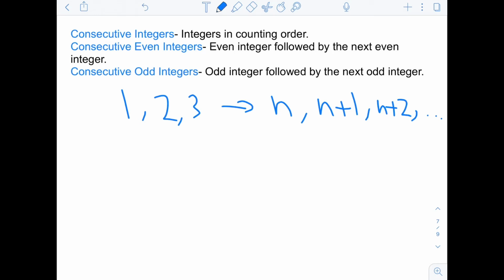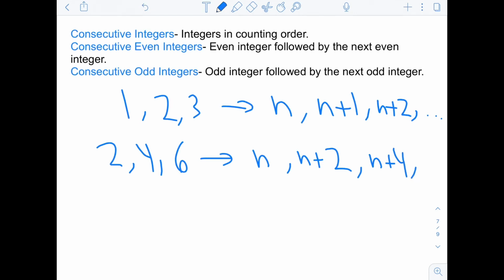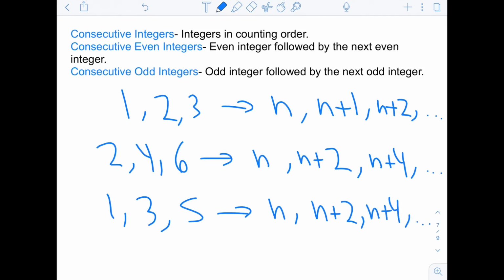So it's going to be like 2, 4, 6, and so on. That's going to be just like n, n plus 2, since they're 2 apart from each other, n plus 4, and so on. And consecutive odd integers are odd integers followed by the next odd integer. So this is going to be like 1, 3, 5, and so on. Using symbols, it's the same thing: n, n plus 2, n plus 4, because they're 2 apart from each other.